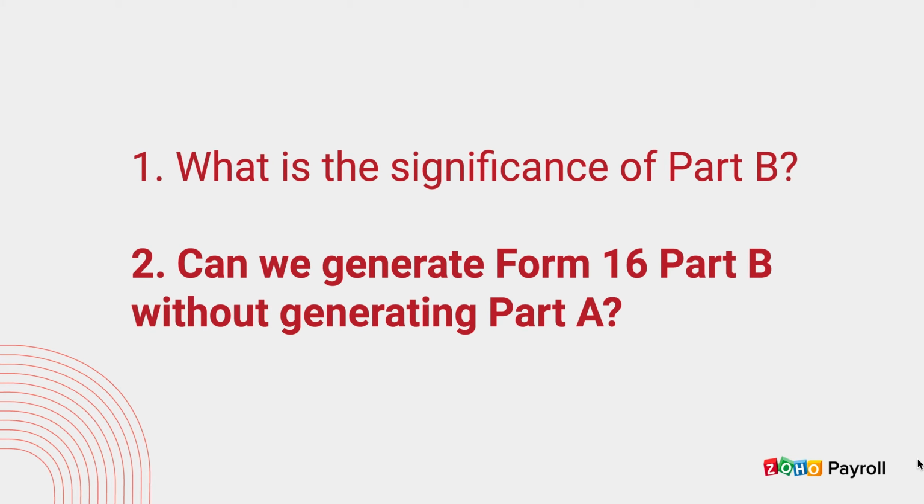In Zoho Payroll, Part B will be automatically generated once you upload Part A and be appended with it and merged into a single Form 16 document. As for generating Part B without Part A, yes, it's possible. In case there is nil tax for an employee, Part A will not be available in the Traces application. So after uploading a dummy PDF in the place of Part A, the entire Form 16 can be generated, signed, and published.